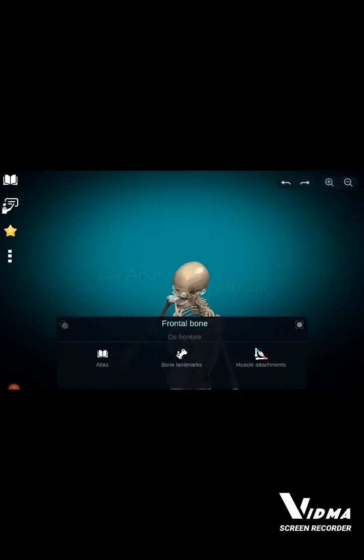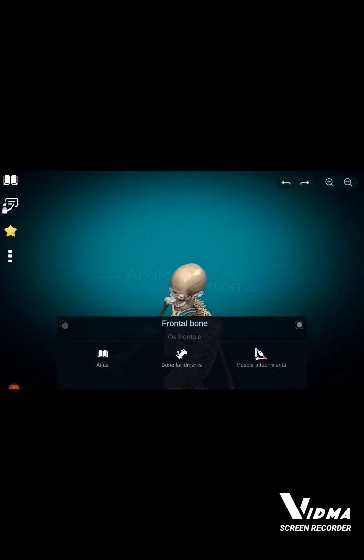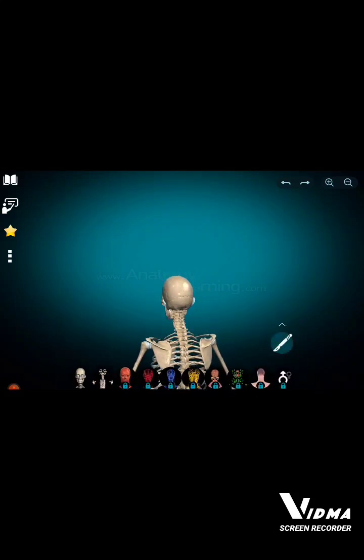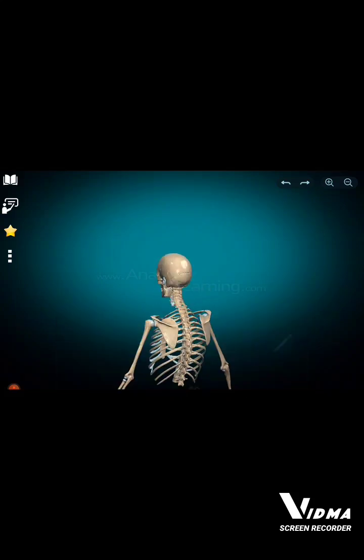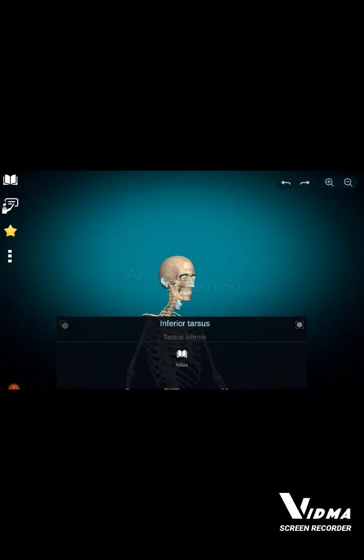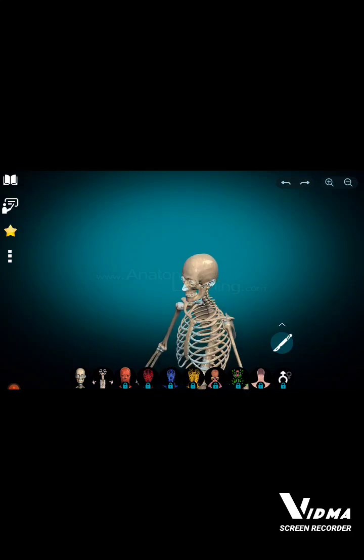1, 2, 3: one frontal bone, two parietal bones, one occipital bone, 4. Temporal bone, 1, 5 this side, and this side 1, 6. Sphenoid bone, 7. The sphenoid bone is only 1, which I showed at the base, and the ethmoid bone also 1. The ethmoid bone we can also observe on the lower side, so the ethmoid bone also 1.